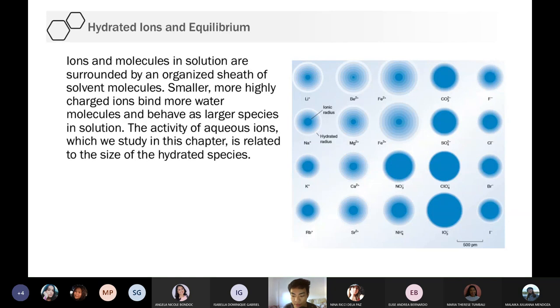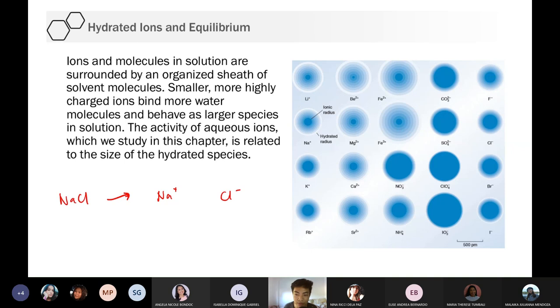Okay. So let's talk about ions. So how are ions formed? No? So generally, you can form ions when you dissolve your ionic compound. No? So kapag naglagay ka ng ionic compound sa water, it becomes a hydrated ion. Okay, so for example, we have sodium chloride here. Pag nilagay mo yun in water, it becomes sodium ion and chloride ions, no?